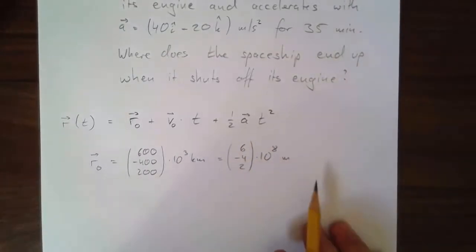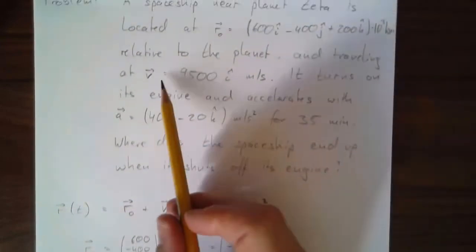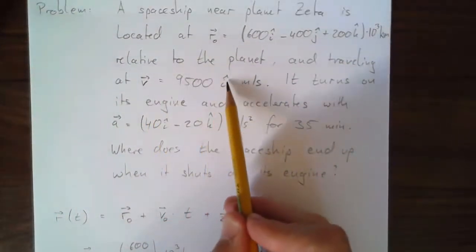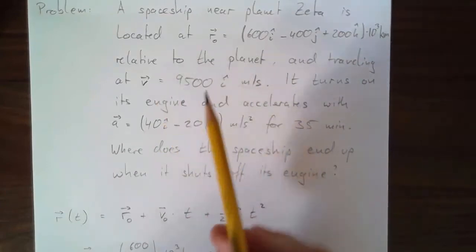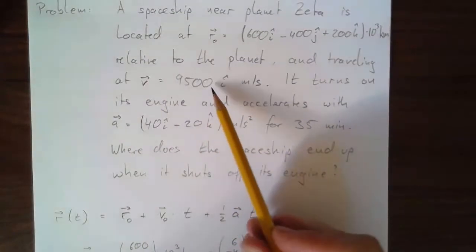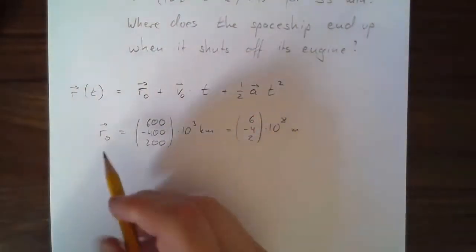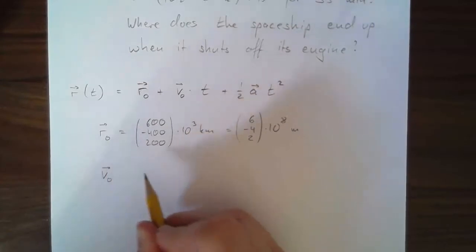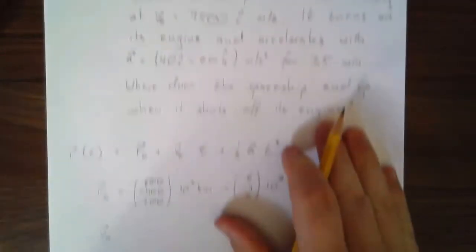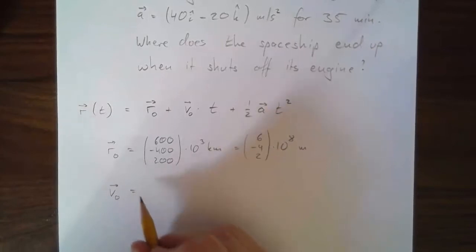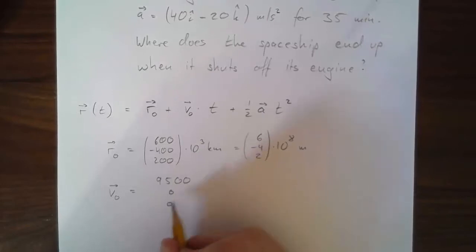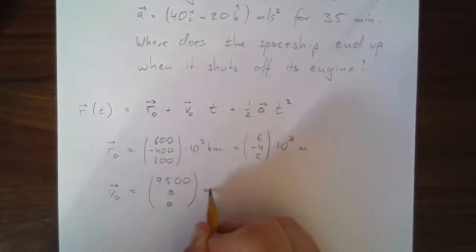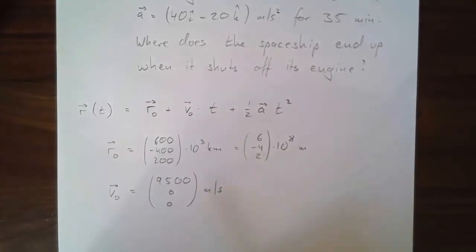So this is what I'm going to use. This is my initial position. I have an initial velocity. Now the velocity, it's just in the i direction. There's no j, no k, which means that all the velocity at time equals 0 is in the x direction. So I can write my initial velocity. So I could have written it like this, but it's the initial one. That is 9,500, 0 and 0 meters per second.